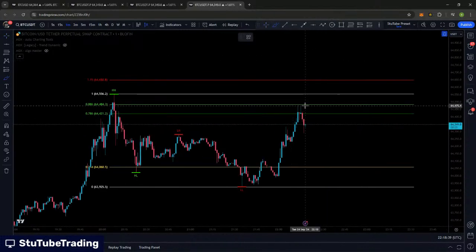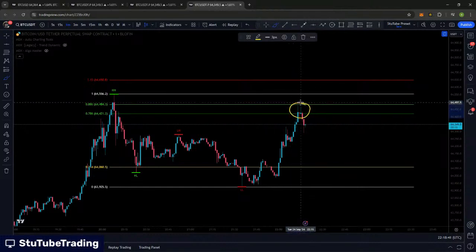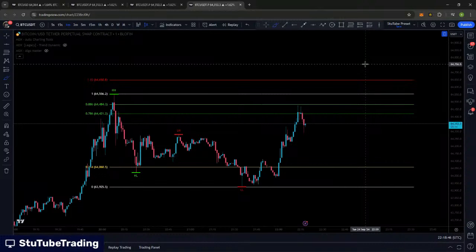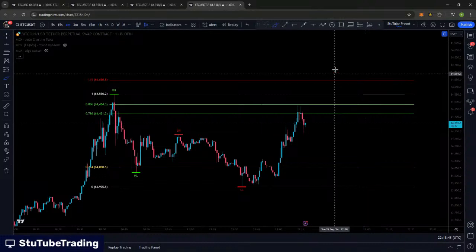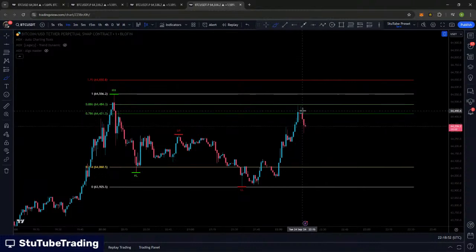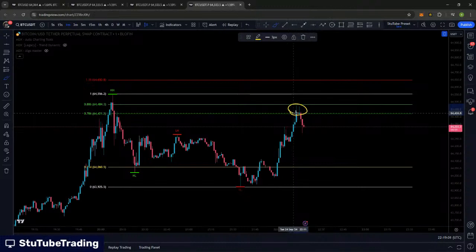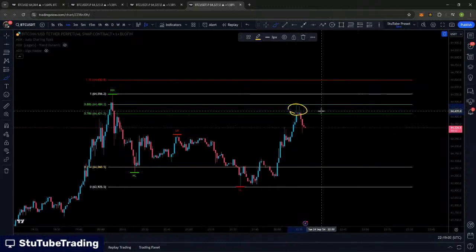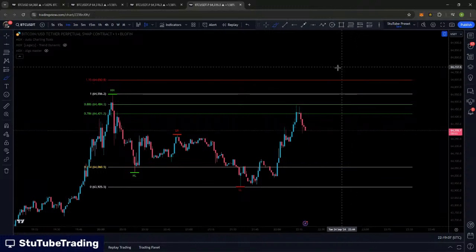Just curious, did anyone take this Stuber short? Even if you didn't, it's just nice to see what I mean by how so often there's that initial reaction when you get that pullback, right? As soon as we come up and test this, I don't know if it's going to actually hold or not, but there's an obvious reaction at that level. There's no denying that.